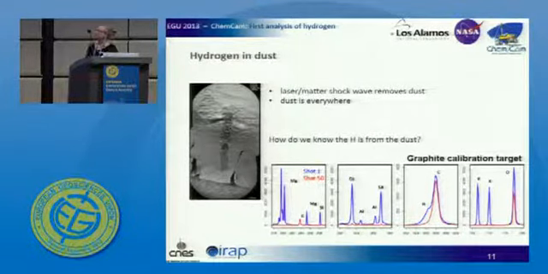And how do we know the hydrogen which we see in the data is really coming from this dust? So we had a look at another calibration target, the graphite. And also the first shot composition is clearly not graphite, but made of other elements in the dust of the Martian.